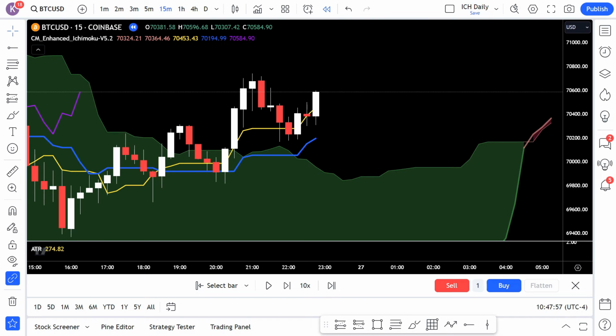Another possible bounce trade. Do you see anything wrong here? The future cloud is red. We need it green, so we would not take this trade.